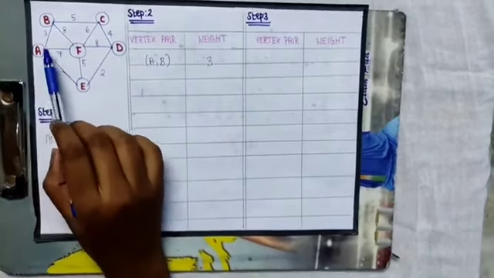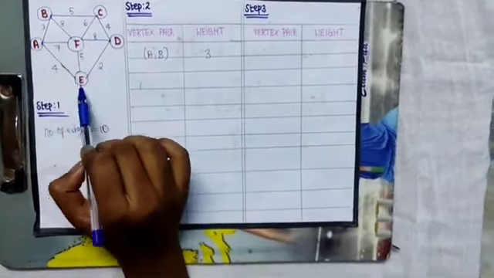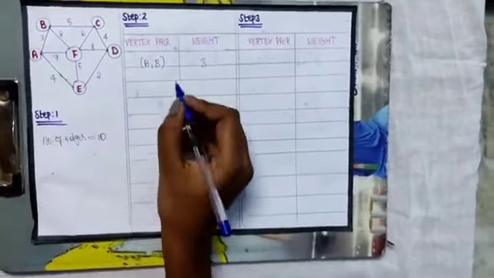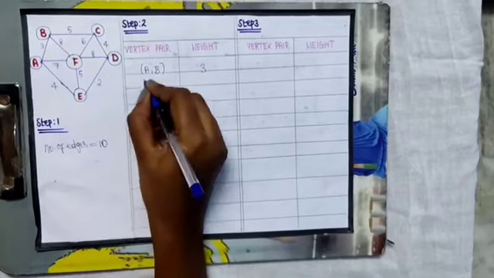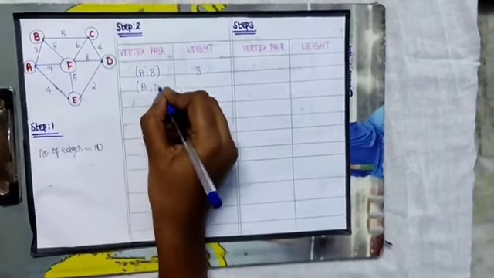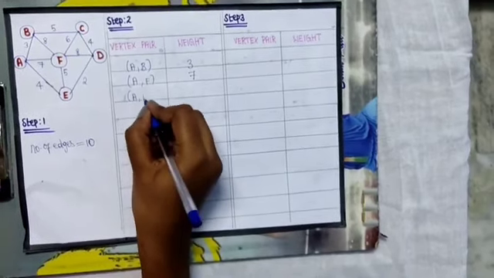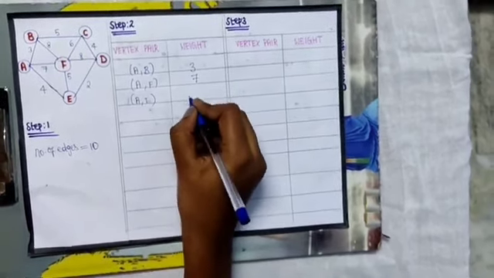The alphabet A is combining with B, F, E. So, I am first writing A, B, and A, B weight is 3. Then again I am picking A, F. A, F the weight is 7, and A, E, the weight is 4.